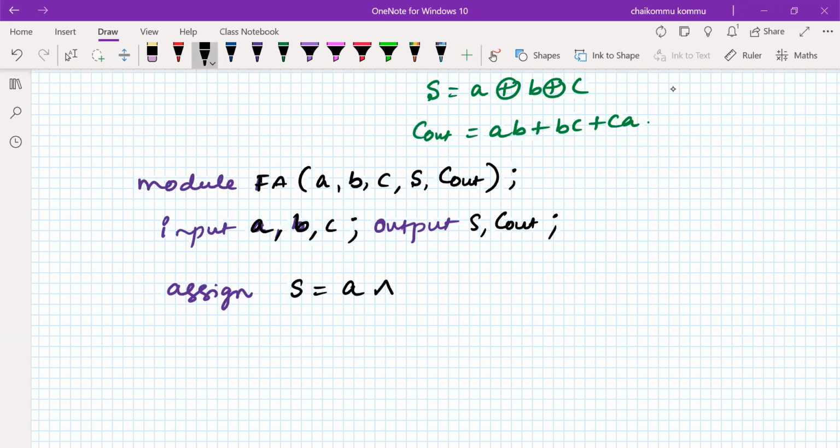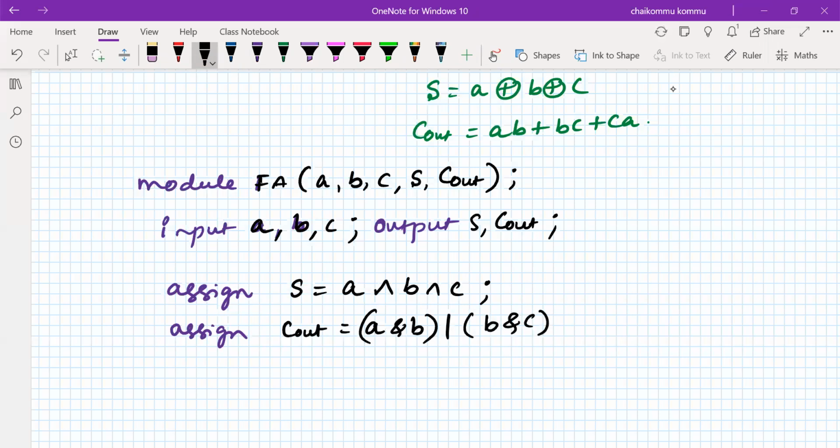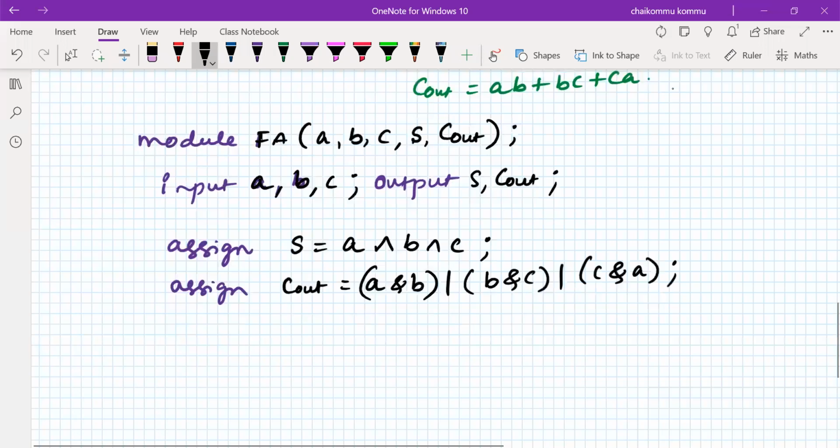So now assign S equals, directly we can write, A XOR, this is the symbol that we have to use, B XOR C. Okay. Similarly, we write another assignment statement. And C out should be A AND B, or B AND C, or C AND A. Finally, we need to write endmodule.